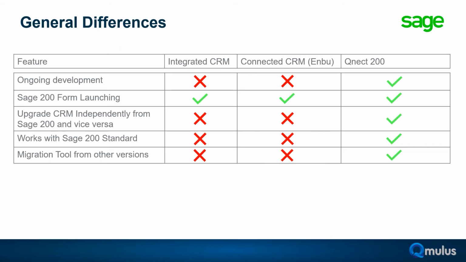Finally, we've actually written a migration tool that allows you to migrate from integrated CRM or connected CRM up to Qnect 200. Currently it's in beta test, and we're doing hand-holding exercises effectively with partners. So if you have a customer that wants to migrate onto our Qnect 200 platform, they can do so, and we will do part of that migration process with you, partly to skill you up on how to do the migrations, and partly so that we can help manage if there are any issues with data and stuff like that that may or may not occur.